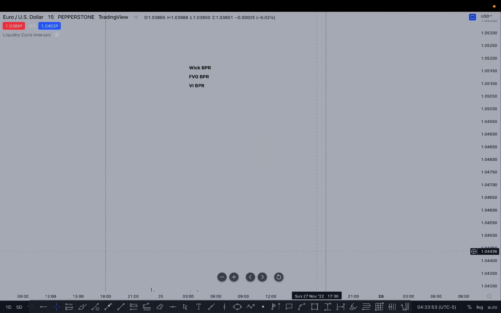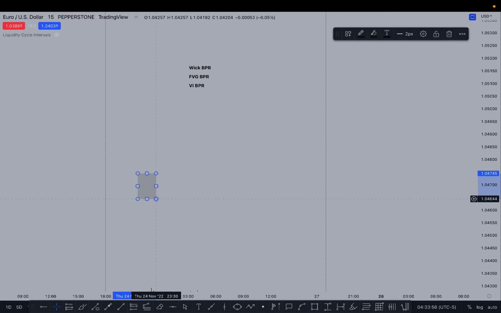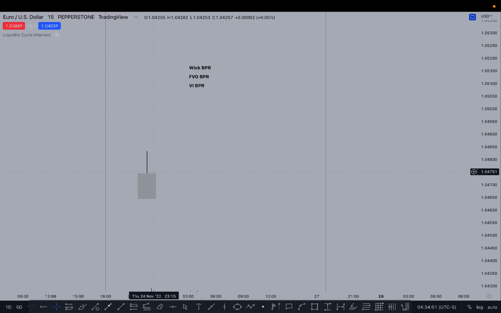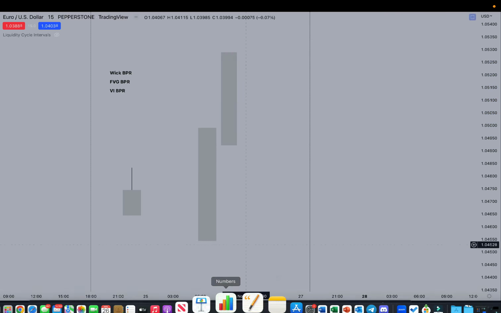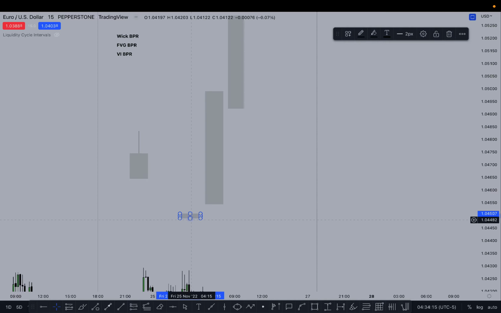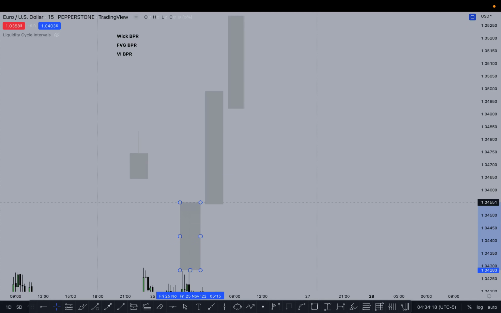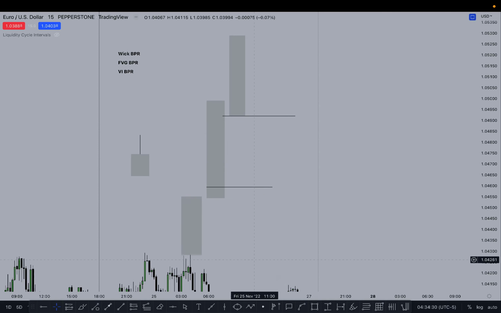Now what about a wick? Let's say you have a wick, and this can be any color, it's okay. Here, let's say this is a high, and price is now overlapping this high like that, forming a fair value gap here. These are the three bar formation for a fair value gap as defined by ICT. So let's say you have a gap here and a gap here. Now what is your balanced price range? Your balanced price range is going to be this wick, this swing high.